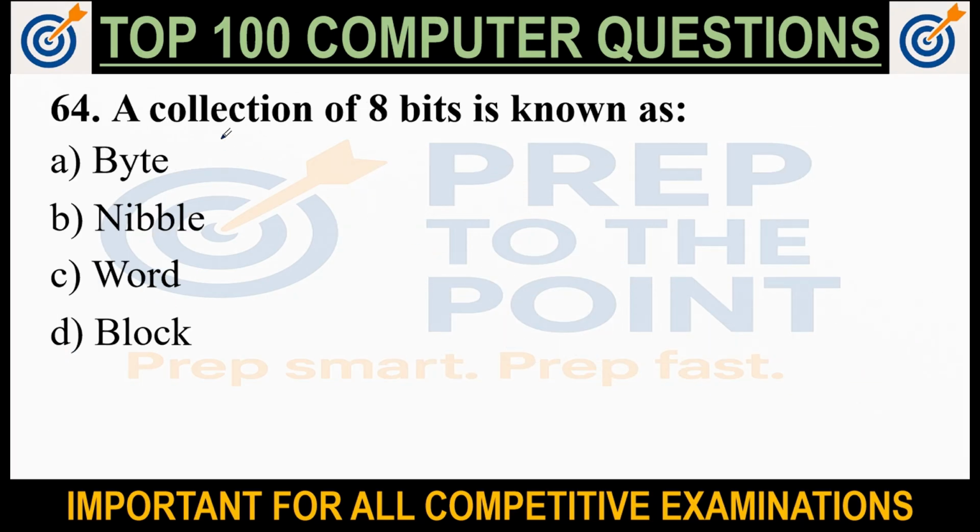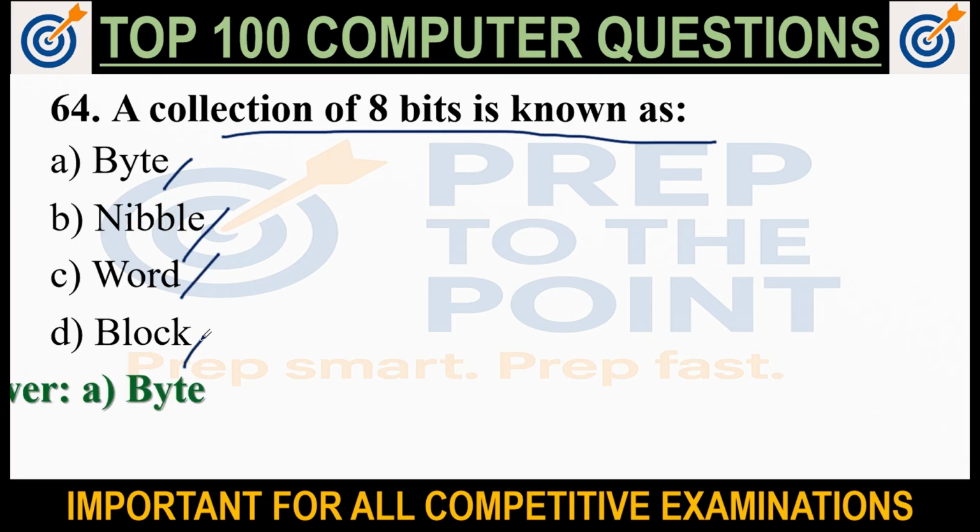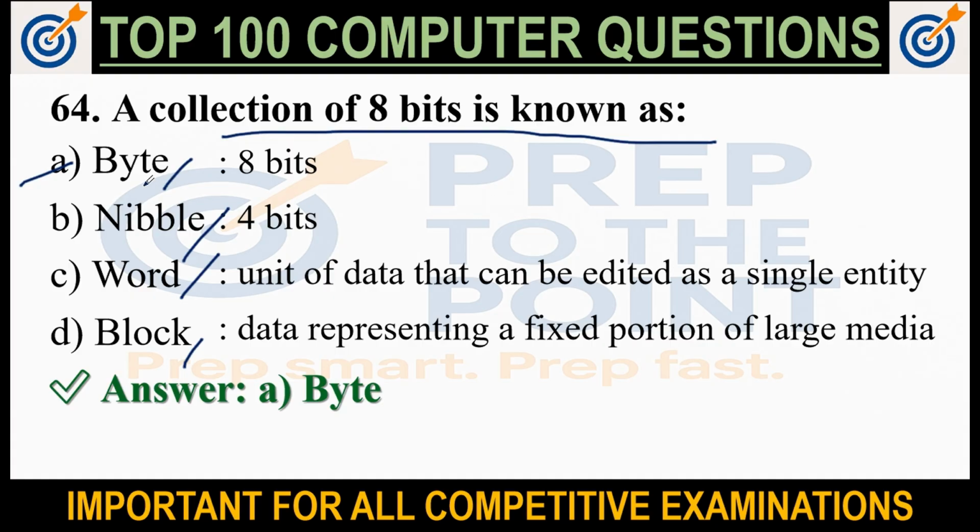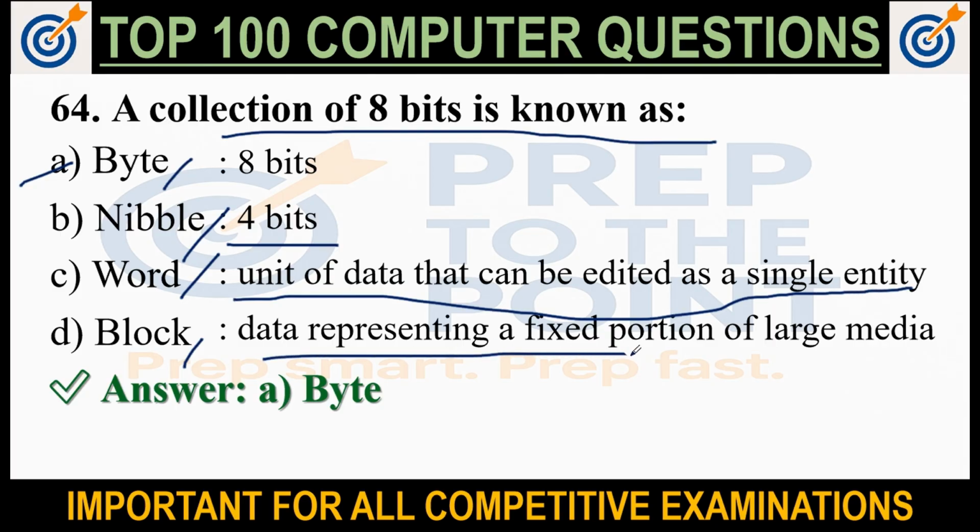A collection of 8 bits is known as byte, nibble, word or block? The right answer is option A, byte. Byte consists of 8 bits, nibble consists of 4 bits, word is a unit of data that can be edited as a single entity, and block is data representing a fixed portion of large media.